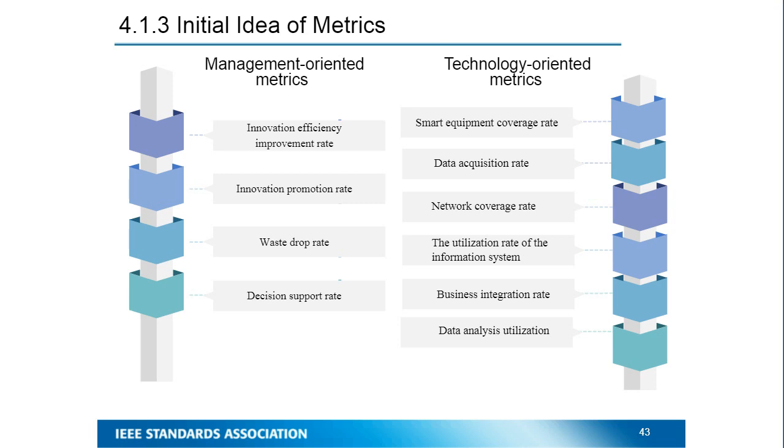So here I just take one metric as an example. The data acquisition rate equals the total number of business data types that have been acquiring data automatically over the total number of business data types that should be automatically acquired. So according to these metrics, the working group tried to make everything measurable so that the companies can always take control and track the influence of smart manufacturing.